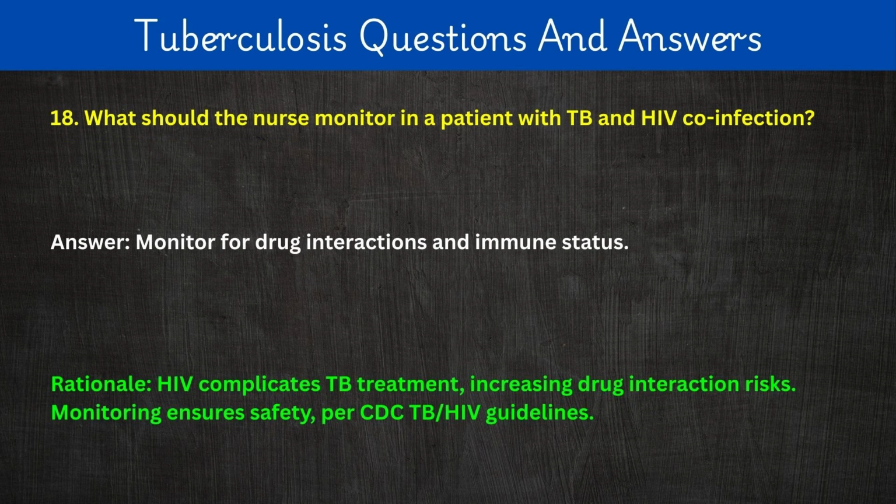18. What should the nurse monitor in a patient with TB and HIV co-infection? Answer: monitor for drug interactions and immune status. Rationale: HIV complicates TB treatment, increasing drug interaction risks. Monitoring ensures safety, per CDC TB/HIV guidelines.